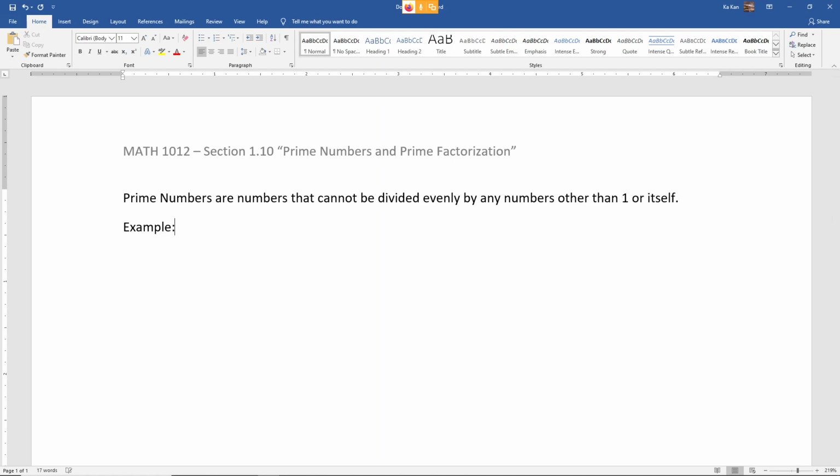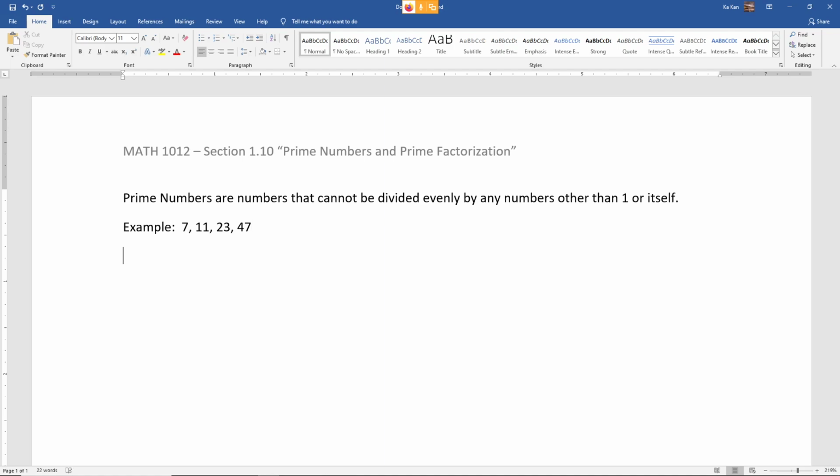So for example, 7, right? 11, 23, 47. Right? Those are numbers that cannot be divided by anything except itself, right?